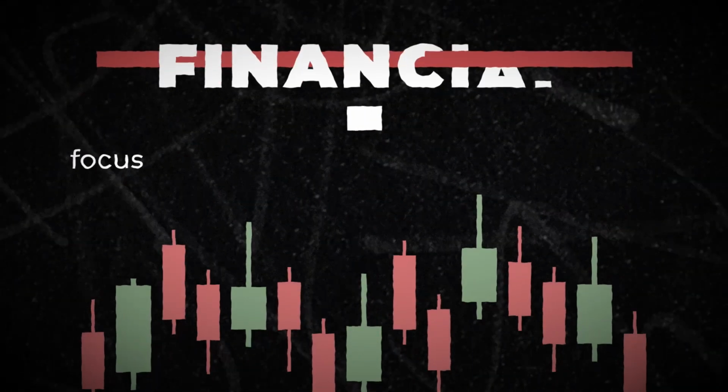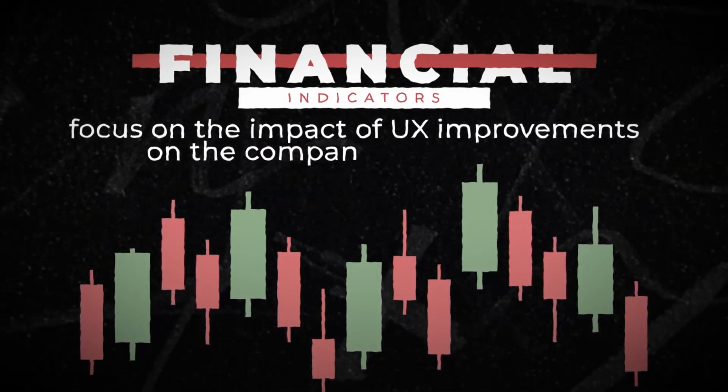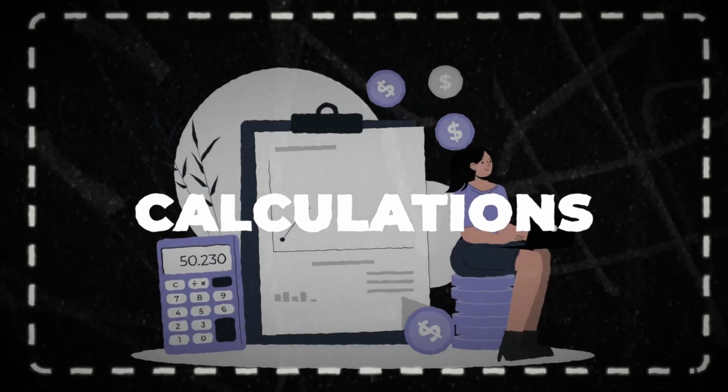These include user feedback, usability testing observations, user satisfaction surveys, heat maps, and eye tracking studies. By combining qualitative and quantitative data, you can gain a more comprehensive understanding of the user experience and identify pain points and areas for improvement. Financial indicators focus on the impact of UX improvements on the company's bottom line. These may include metrics like increased revenue, reduced support costs, improved customer lifetime value, customer retention rates, and return on investment.